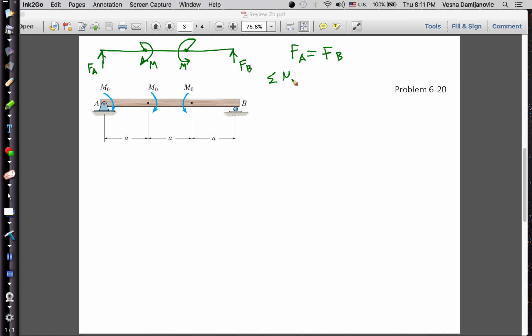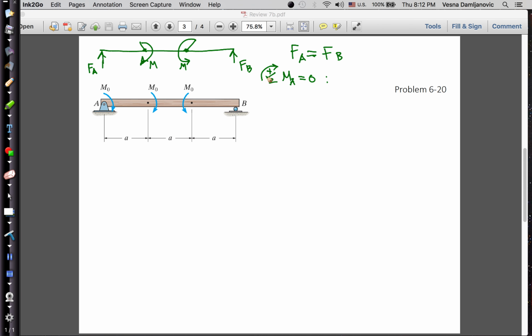But from the sum of moments around point A, let's pick this direction to be positive. From that equal to 0, we can calculate how much these reactions are with respect to M and A. Don't get confused when you have a situation like that. Just remember which of those letters is given, a known value, and which one you have to find. FA and FB I have to find, because these are the supports and I don't know how much they are.